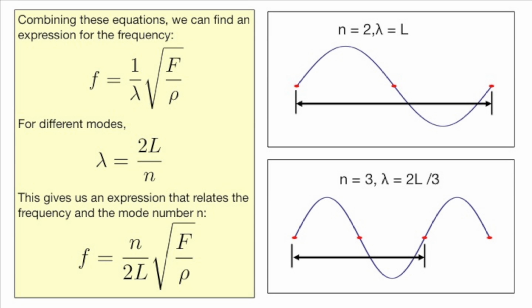Combining our earlier equations for the velocity of waves on a string, we find that the frequency is equal to 1 over the wavelength times the square root of the tension over the mass per unit length. For each mode, the wavelength is equal to 2 times the length of the string divided by n. Combining these equations, we find an expression for the frequency of the nth mode in terms of the length, tension, and mass per unit length of the string. Recalling the guitar earlier, we see that as the tension increases, the frequency will increase, and as the length and mass per unit length increase, the frequency will decrease.